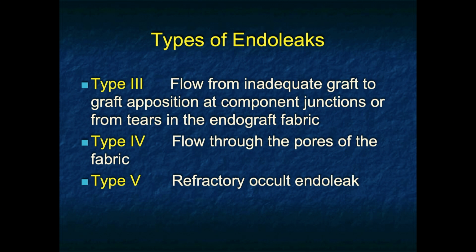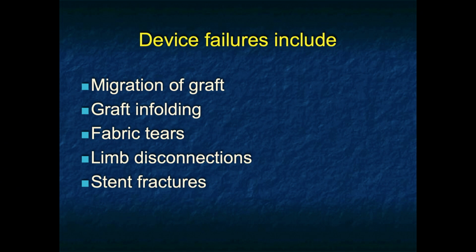And then type 5 would be a refractory occult endoleak, where you don't see an endoleak, but the aortic size is increasing. Then there are device failures of migration or enfolding, and we'll come to some of those.